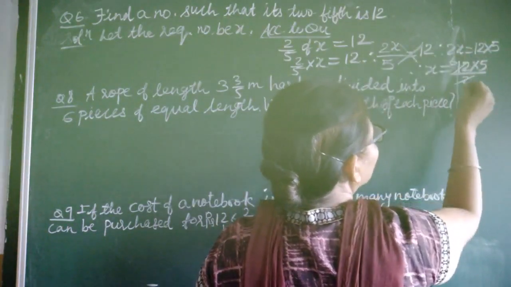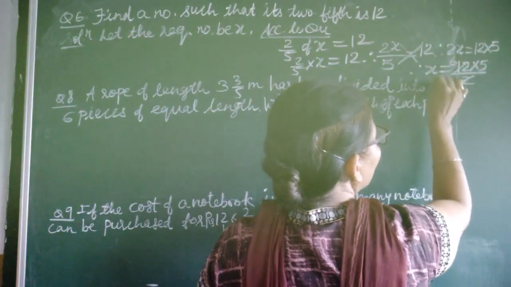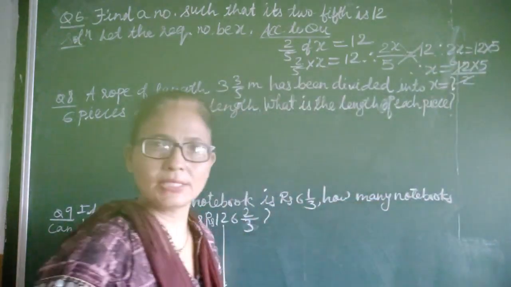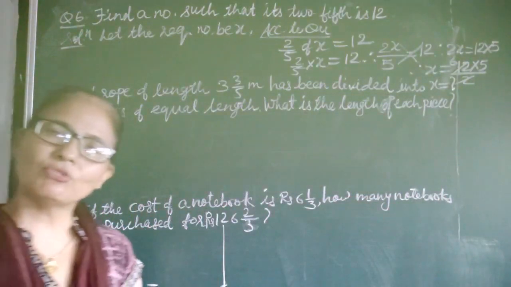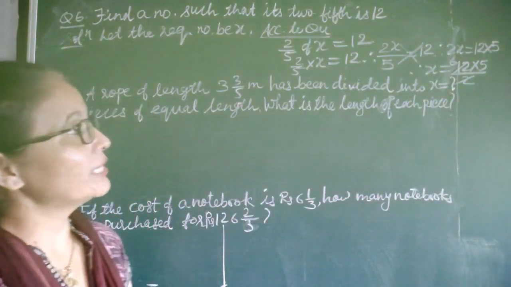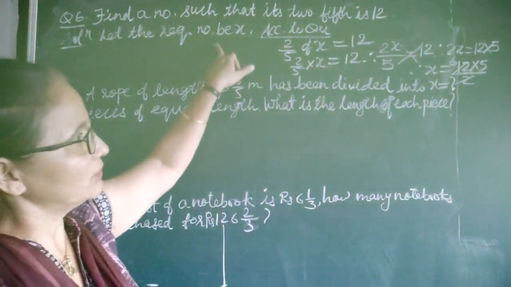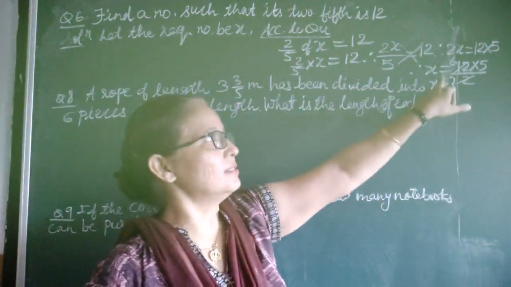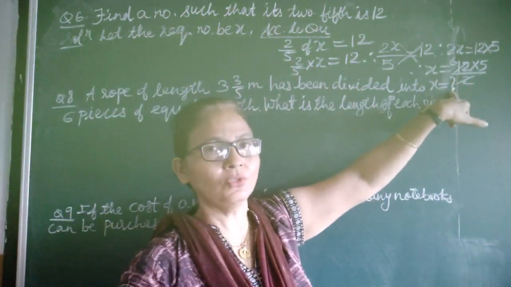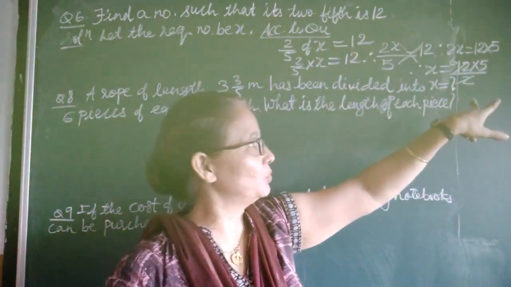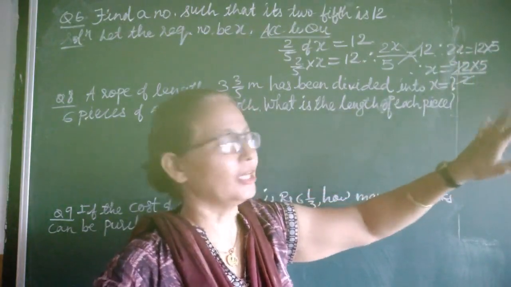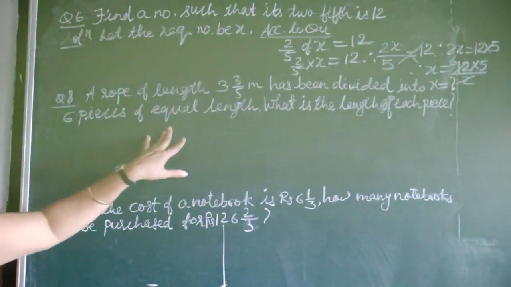Simplify, and 6 into 5 will be your answer. And 6 into 5 is 30. So what is that number? That number is 30. So write here the answer. 6 into 5 is equal to 30. This is for you, you have to simplify this. Okay. Now let's move to this example.